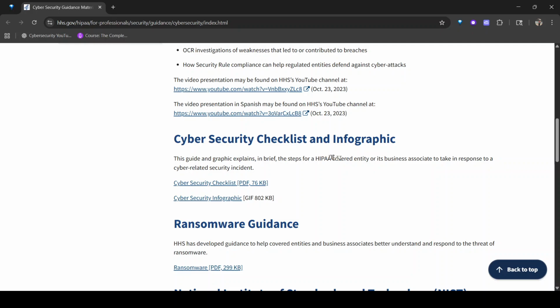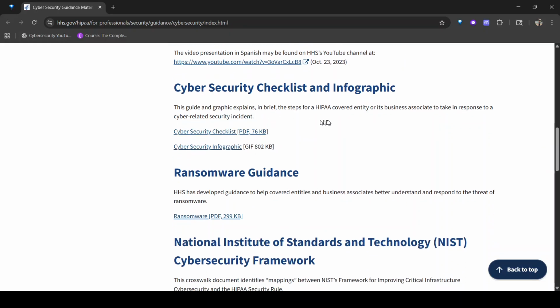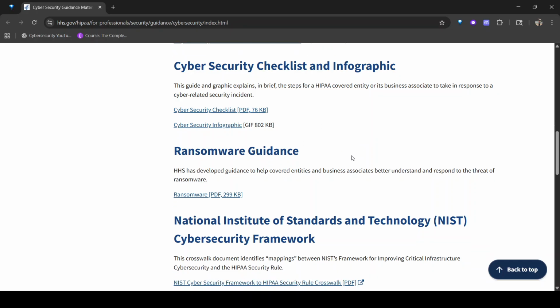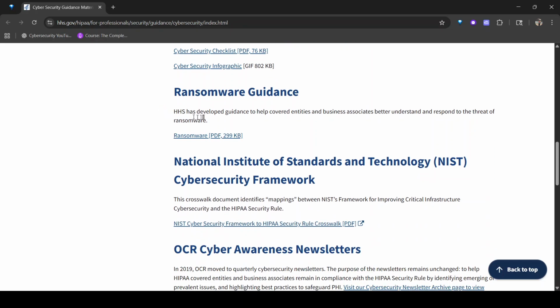And this guide and graphic explains in brief the steps for a HIPAA-covered entity or its business associates to take in response to a cyber-related security incident. And here's a checklist. Here's an infographic. They're just meant to show you, if you run an organization, what steps you're supposed to take. Then there is ransomware guidance.